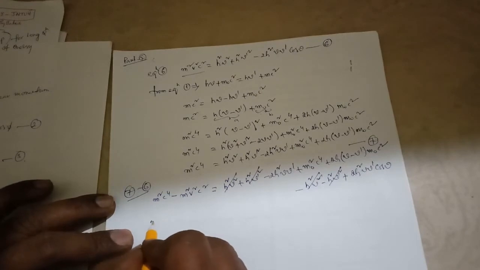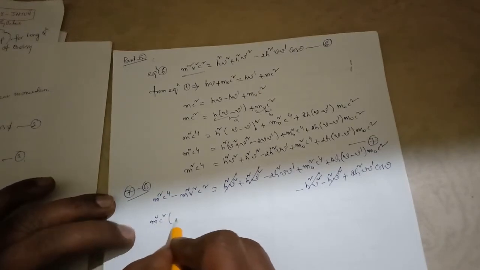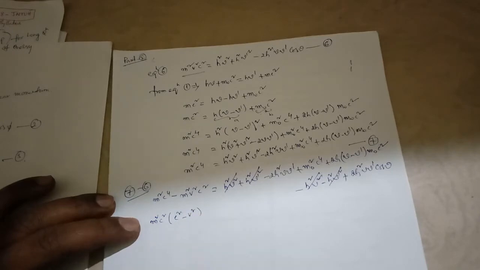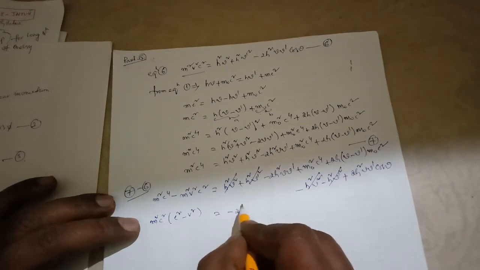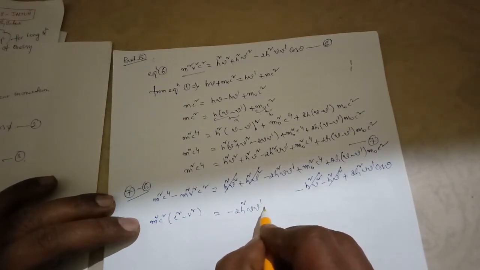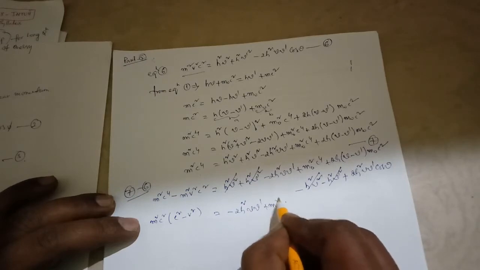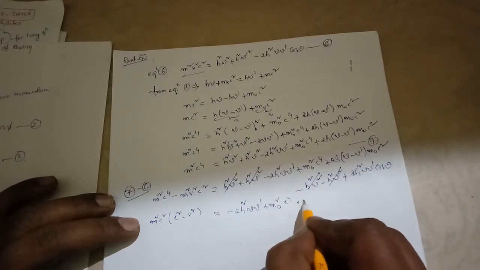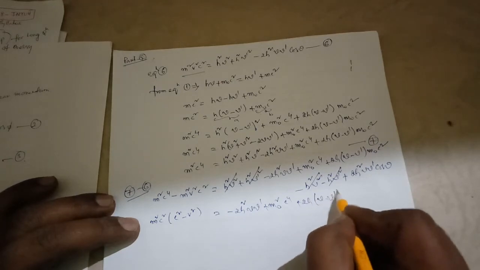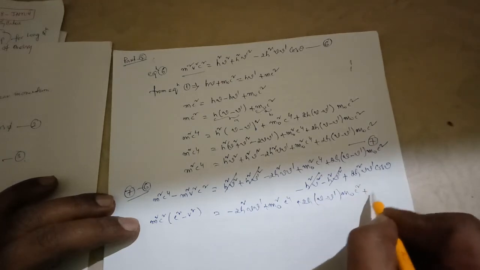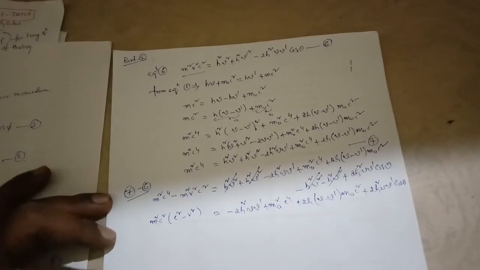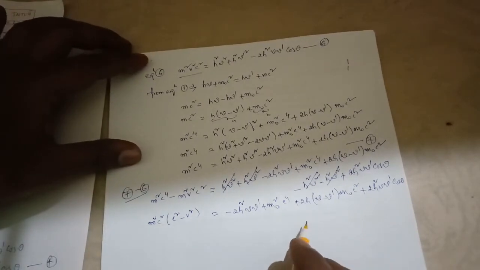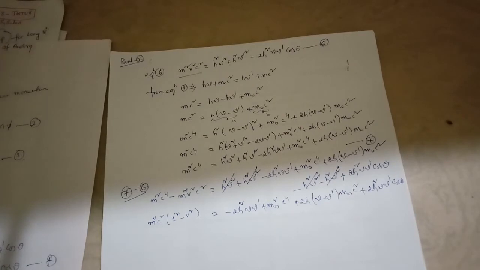If you take m square c square common, then we will get c square minus v square here. That is, you can write it as minus 2h square mu mu dash plus m naught square c power 4 plus 2h into (mu minus mu dash) into m naught c square plus 2h square mu mu dash cos theta. Right. So here, what can be written as? It will be like this.